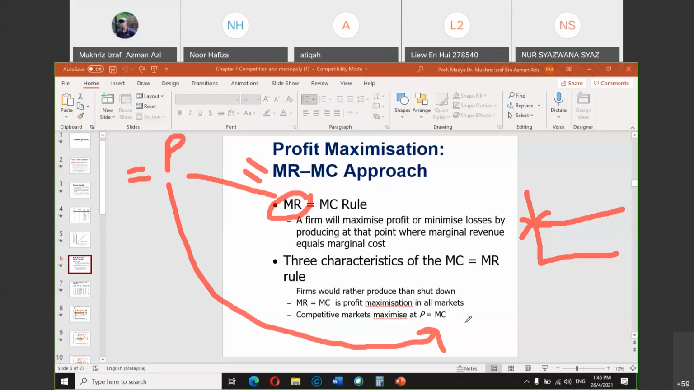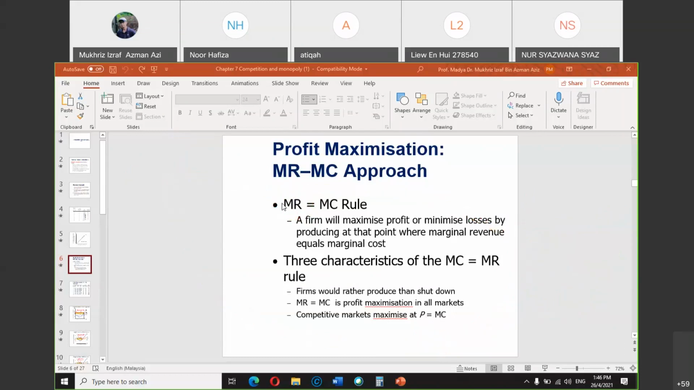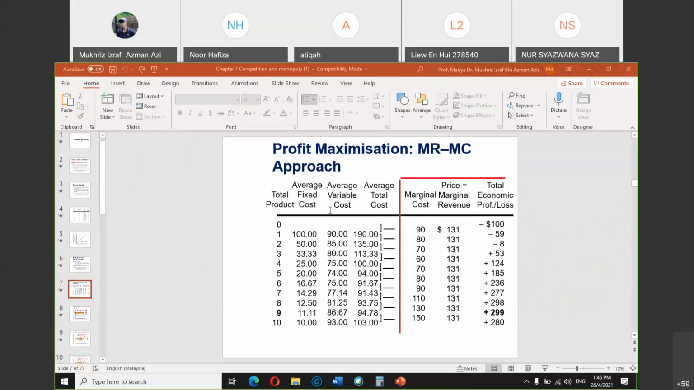But to be more consistent with our idea that in perfect competition the price is constant, the price does not change. It remains constant because of this perfectly elastic demand curve. So the output that maximizes the firm's profit will be when the price is equal to MC, because price is always equal to marginal revenue in a perfect competition. So MR equals MC is also similar to P equals MC, only in perfect competition. For other types of market, we only refer to MR equal to MC.